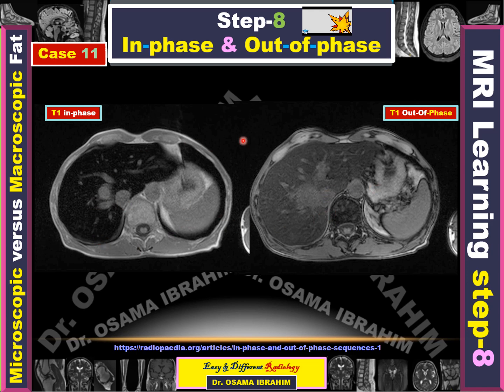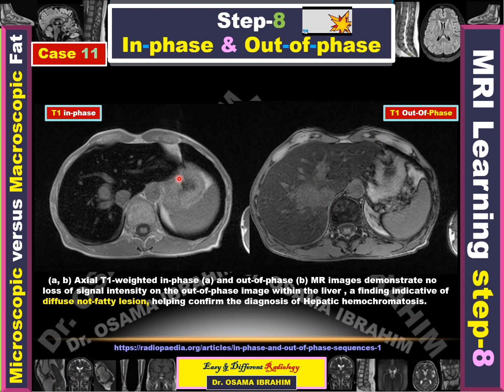What about the liver? The liver appearing in out of phase does not lose signal. This is the signal of the liver, which appears dark in phase and is not lost in the out of phase. So this is representing not a fatty lesion. It is a diffuse liver lesion, not fatty, and the presence of dark signal in T1 represents a dense liver, not a fatty component.